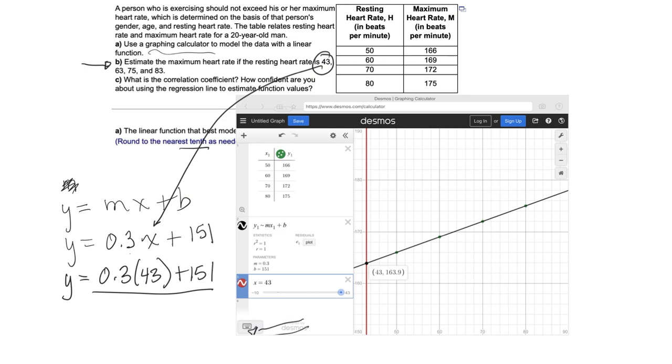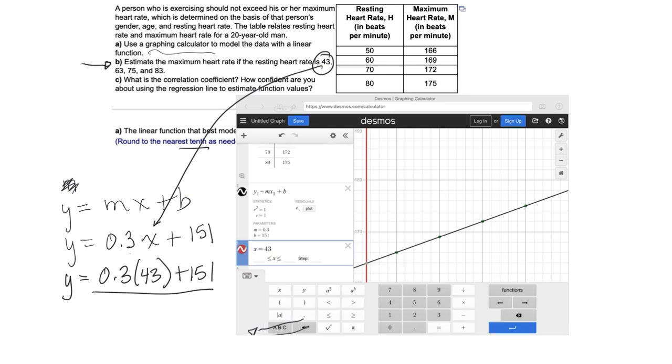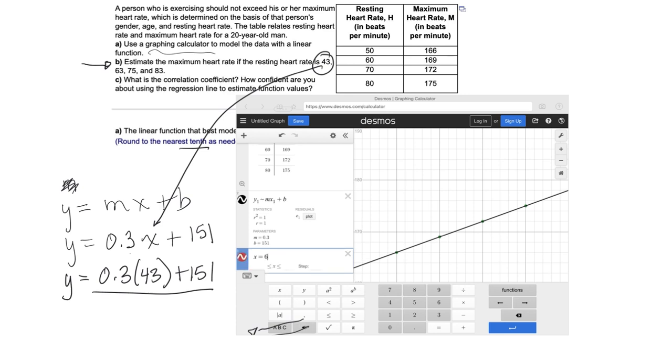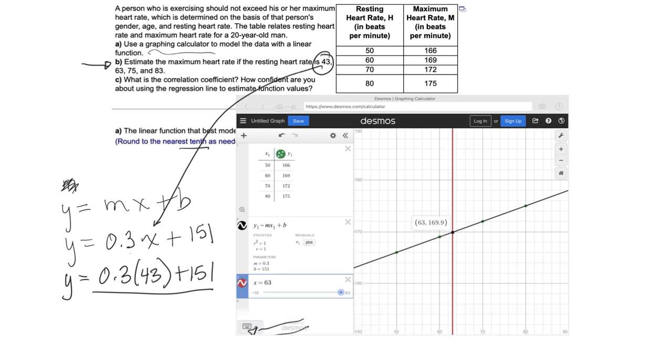And then they ask you for what it is for 63 and 75, so you could just take that number and change it to a 63 and see where it crosses. So it'd be 169.9, and you could keep doing that. Or, like I say, plug them in. Another thing that you can do is it says, what is the correlation coefficient?